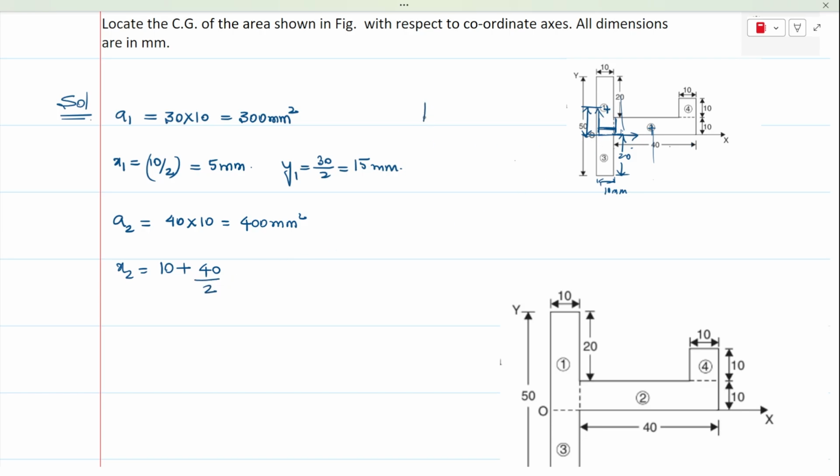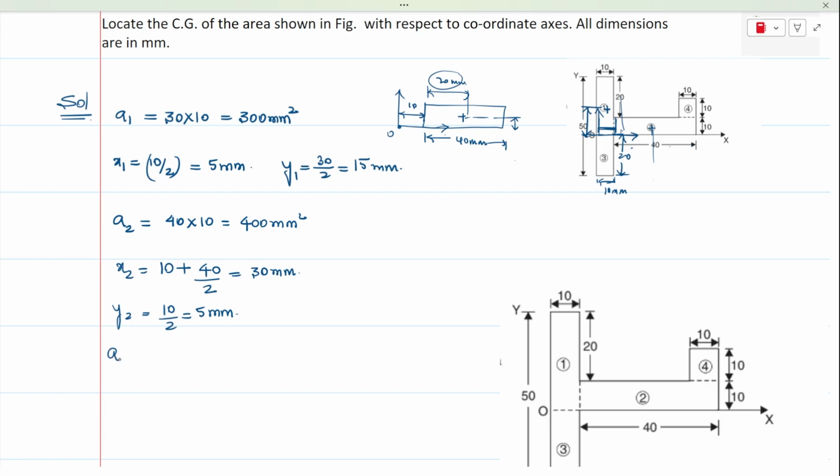So how far is area number 2 from the coordinate axis? If you observe here, this distance of 10 mm should be added directly, and the length is 40 mm and the centroid will be at a distance of 20 from one of the faces of the rectangle. But if you measure it from point O, it will be 10 plus 40 by 2, which is 30 mm. In the same way, y2 will be taken as 10 by 2, that is 5 mm. So the centroidal coordinates for area 2 are known.